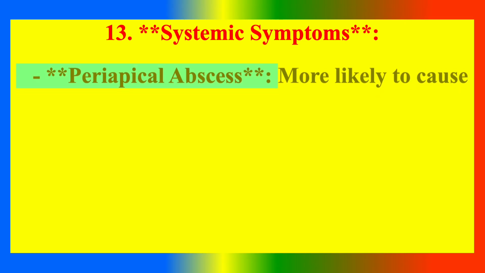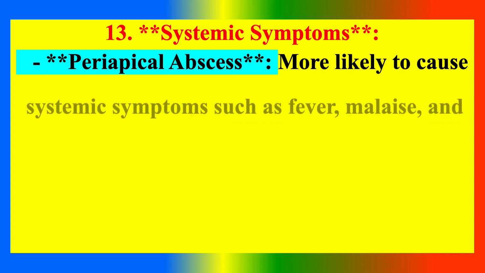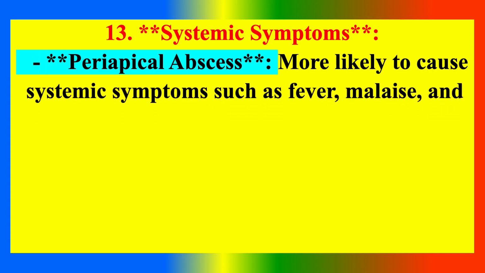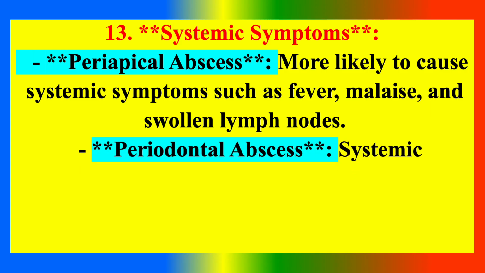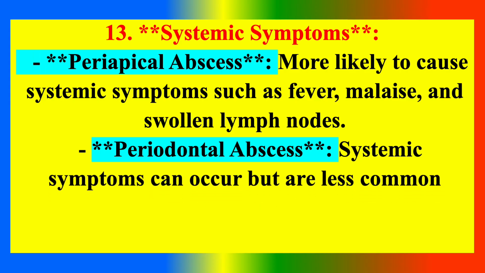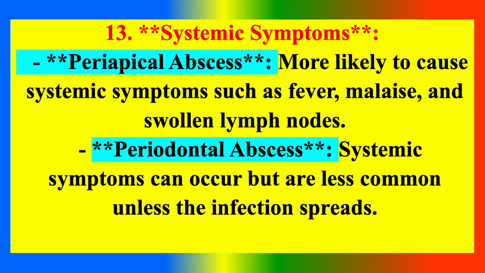Thirteen, systemic symptoms. Periapical abscess is more likely to cause systemic symptoms such as fever, malaise, and swollen lymph nodes. Periodontal abscess: systemic symptoms can occur but are less common unless the infection spreads.